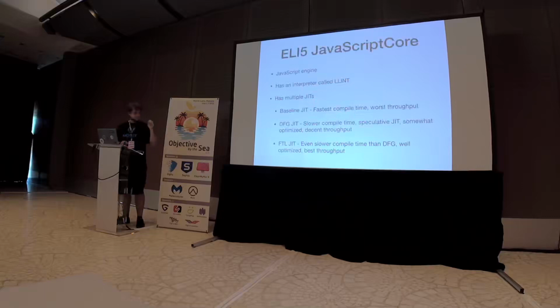JavaScriptCore, again, is a JavaScript engine. It has an interpreter called LLInt and multiple JITs. Each JIT has different properties as far as compile time and throughput goes. Based on how many times your function is invoked, you will move from the interpreter to the baseline JIT, then to the DFG JIT, then to the FTL JIT. Every time you move up, you optimize your code more and more into native machine code.